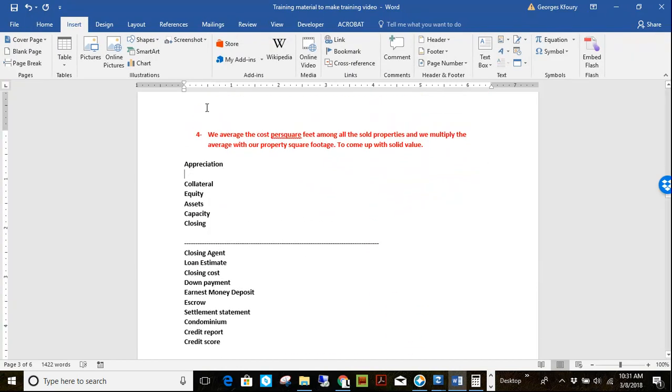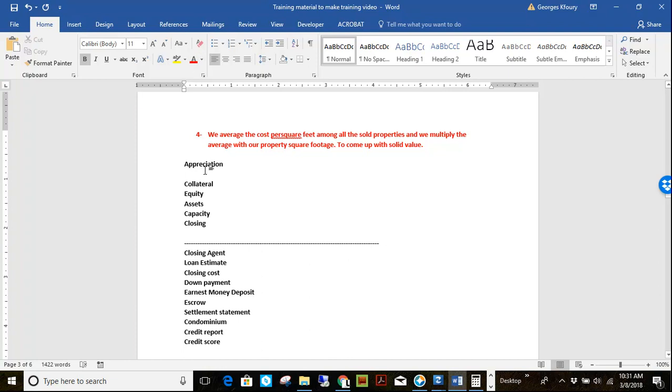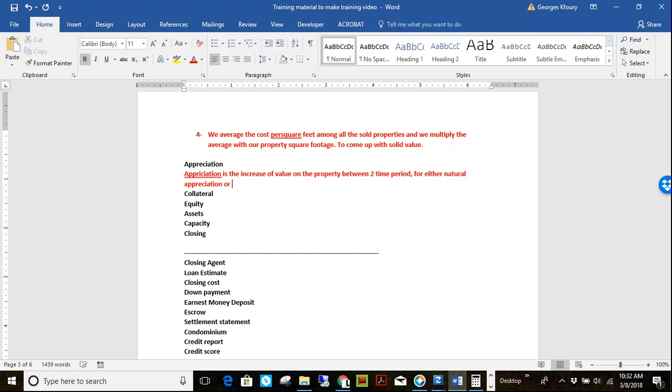Appreciation. What is appreciation? Appreciation is the increase of value on the property between two time periods, for either natural appreciation or home improvement appreciation.